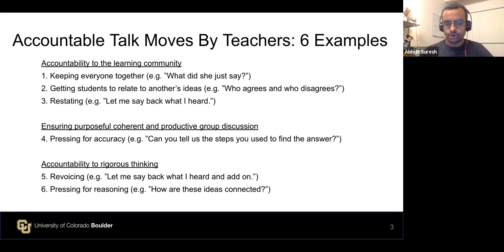accuracy. For example, if the teacher says, "Can you tell us the steps you used to find the answer?" that is an example of pressing for accuracy. So the goal of this research is to create a deep learning model, or develop a system, that can provide feedback to teachers on these different types of classroom discourses.